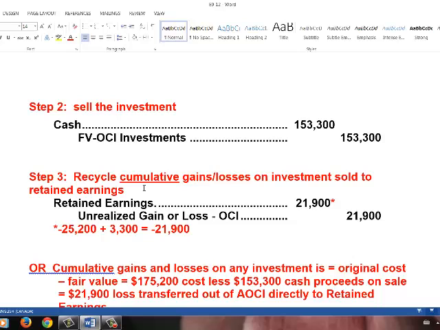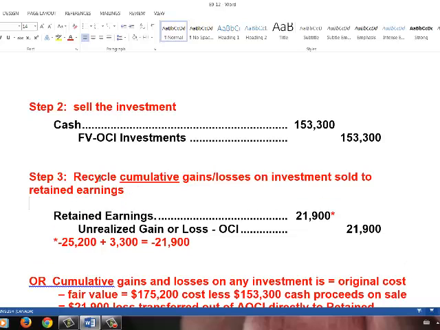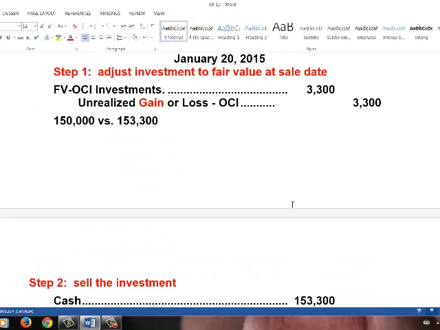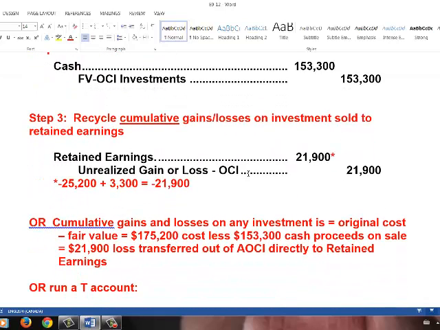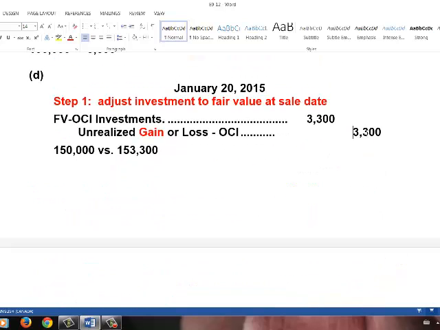Now the last thing we need to do is recycle any cumulative gains and losses on those on shares through retained earnings. And again, it's through retained earnings because we're doing this without recycling. So any unrealized gain or loss that we had on that investment now has to be booked through to retained earnings. Well, don't forget, we said here that we had an unrealized gain. So we had a credit on that amount. So what do we need to do? We had a credit of $3,300, but that's the credit that we booked here when we adjusted the security to its fair value at the date of sale.